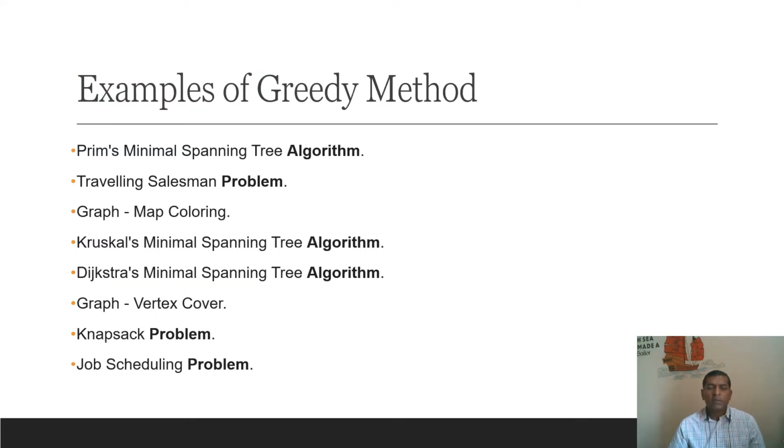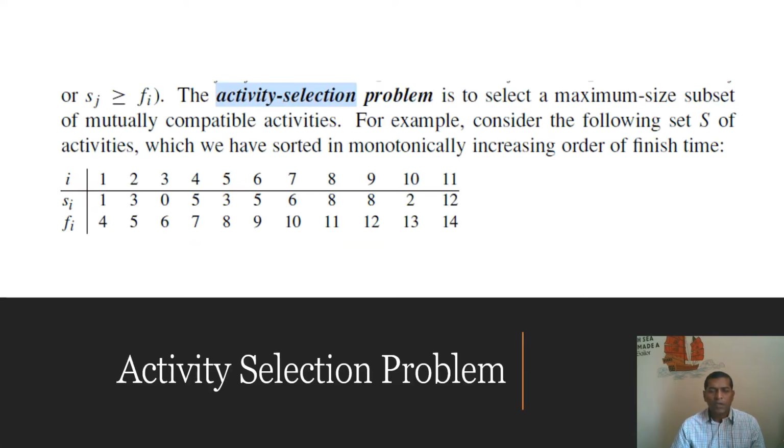Some examples of greedy problem solving methods are Prim's minimal spanning tree algorithm, the traveling salesman problem, the graph map coloring problem, and there are many more. These problems can be solved using the greedy method. We have one of the most popular problems known as the activity selection problem, so we will try to understand how this particular problem can be solved.